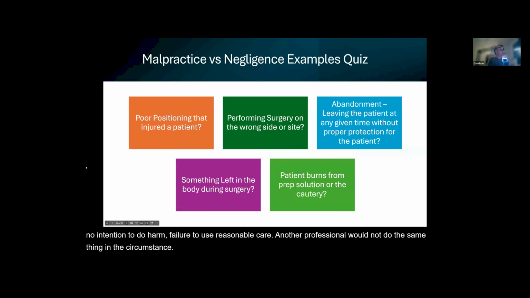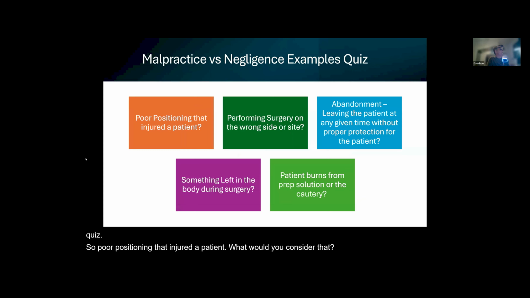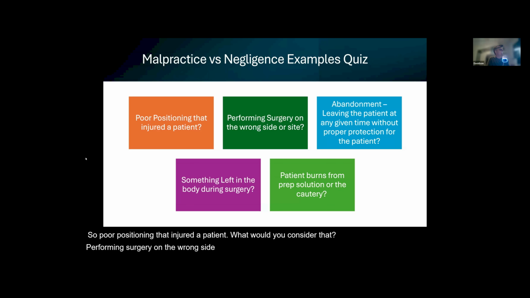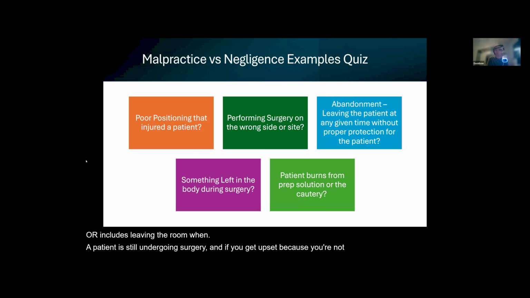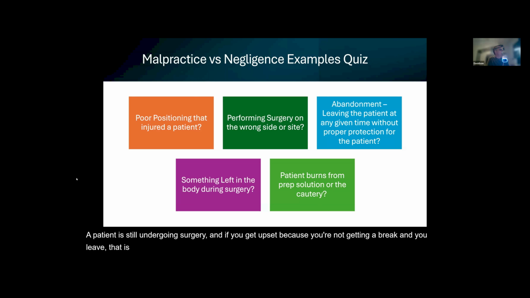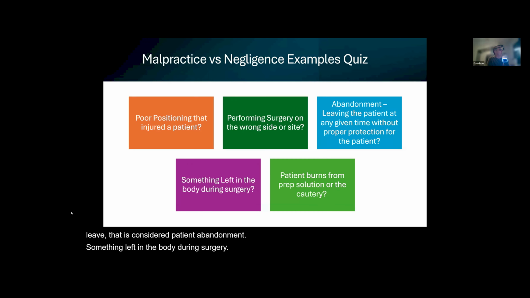So let's look at some examples, some questions. This is a malpractice versus negligence examples quiz. Poor positioning that injured a patient. What would you consider that? Performing surgery on the wrong side or site. Abandonment, leaving the patient at any given time without proper protection for the patient. This in the OR includes leaving the room when a patient is still undergoing surgery. And if you get upset because you're not getting a break and you leave, that is considered patient abandonment. Something left in the body during surgery. Patient burns from prep solution or the cautery.